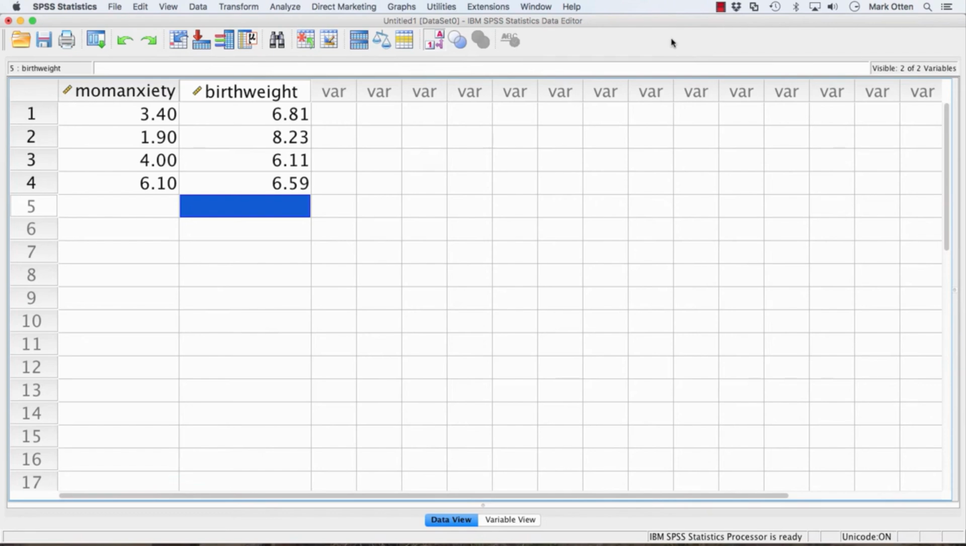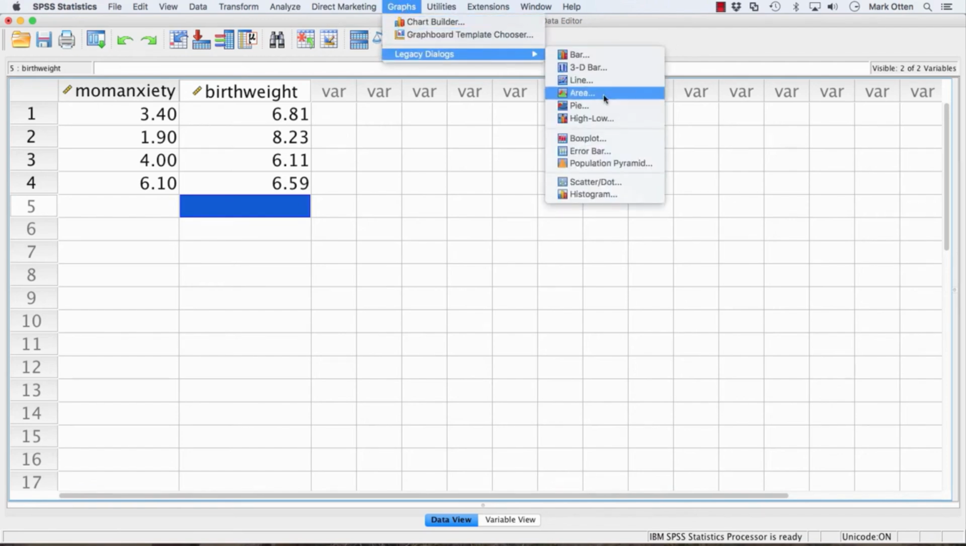Okay, so we're back to our anxiety birth weight example in SPSS. This is again a repeat of our correlation video. So this time we're going to run a regression. We're going to get the regression line, and we're going to get the slope and intercept values that go along with it. So the first way to do this, I'm going to go back and get a scatter plot again, and this way we can see the regression line actually in action on the graph.